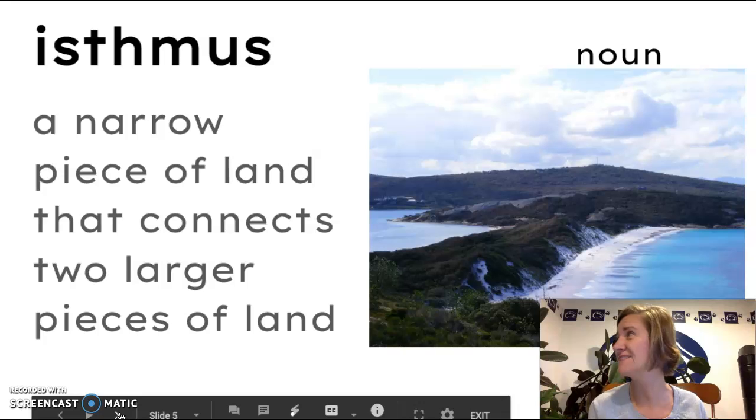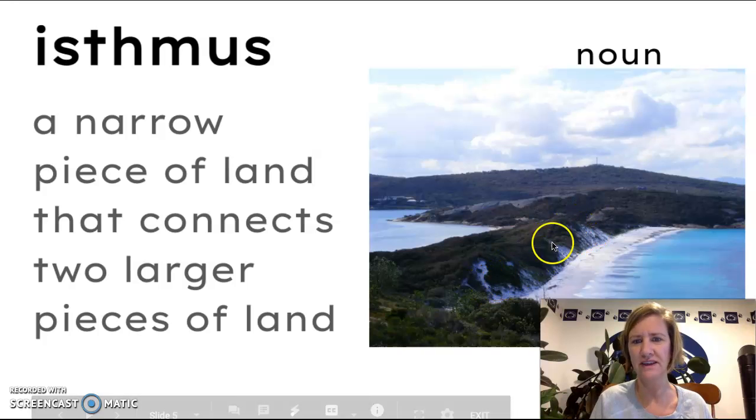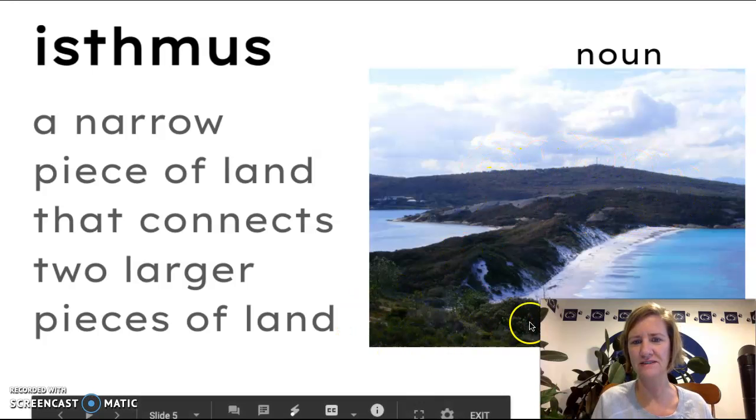The next word we have is isthmus. An isthmus is a narrow piece of land that connects two larger pieces of land, and on the image in front of you you'll see that this narrow piece of land here in the middle is the isthmus that is connecting this larger piece of land in the background and this other piece of land in the forefront.